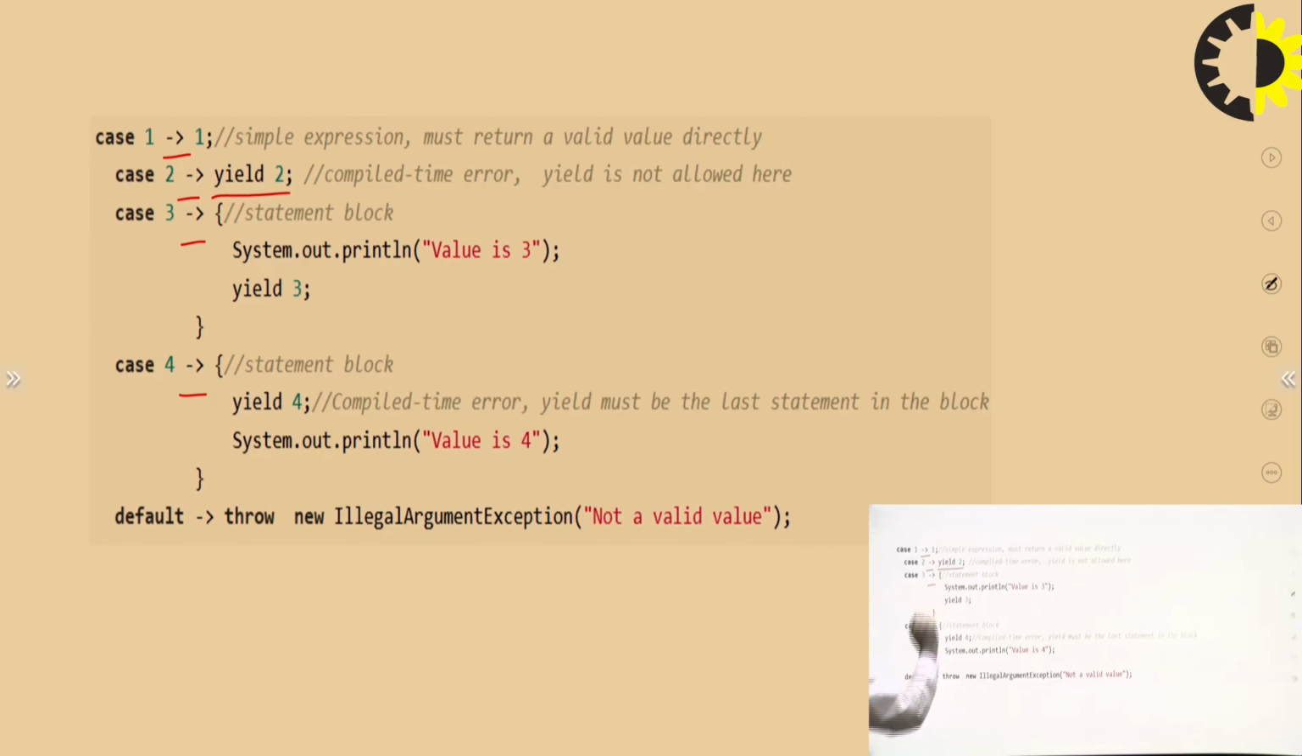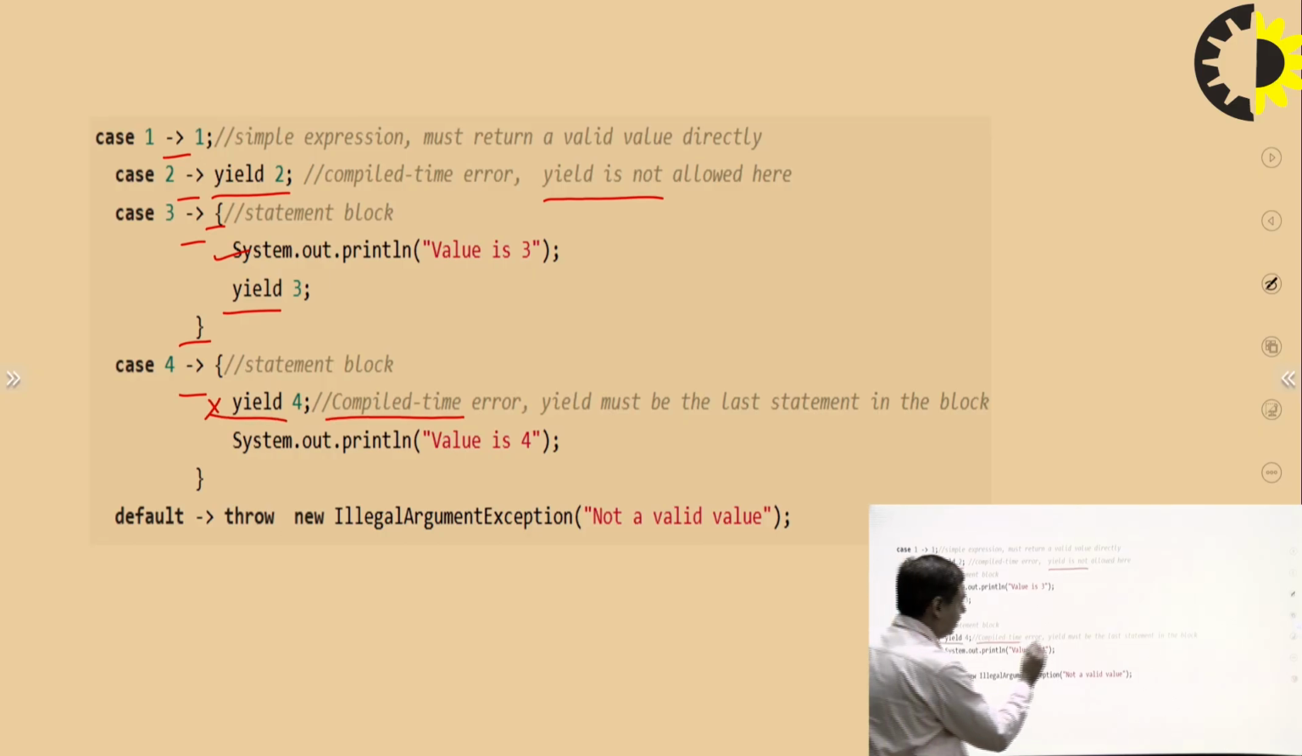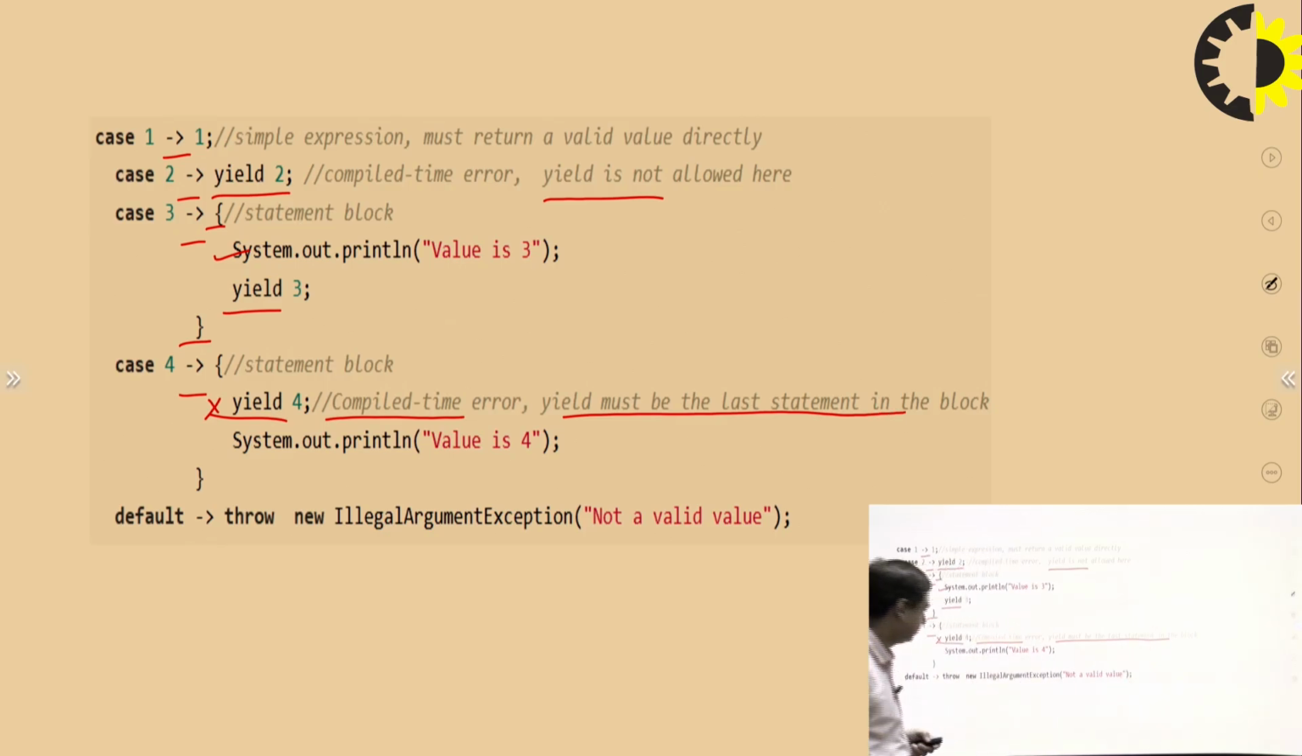Yield 2 will give a compile time error, yield is not allowed here. It must be after a statement. This is okay: we have given a statement and we are using yield 3, and we are using the brackets because we have more than one statement. Next is case 4. Here yield cannot be applied, it is a compile time error. Yield must be the last statement in the block. So, system.out.println should be the first statement, and yield 4 would be the second statement.